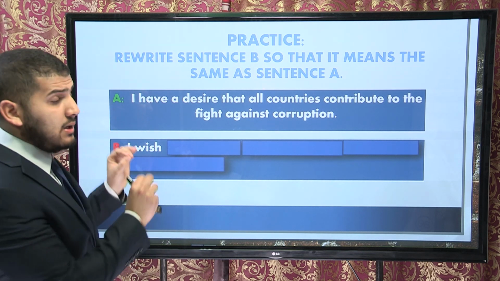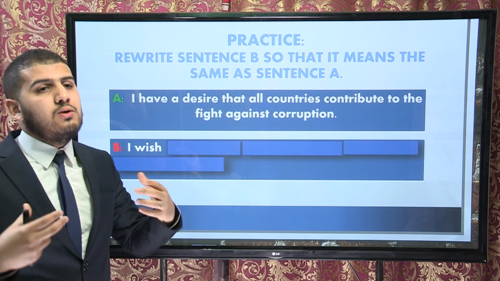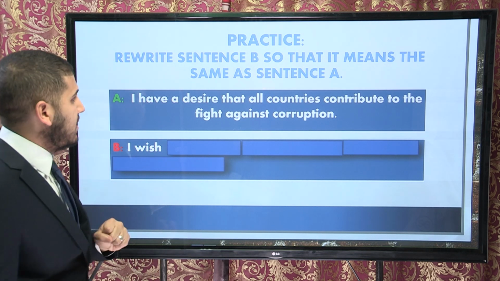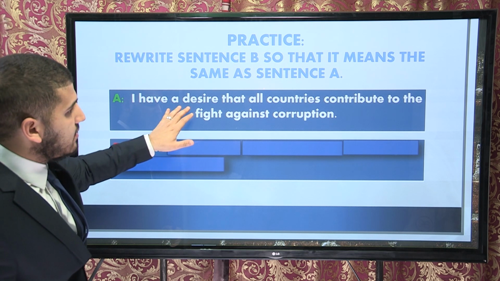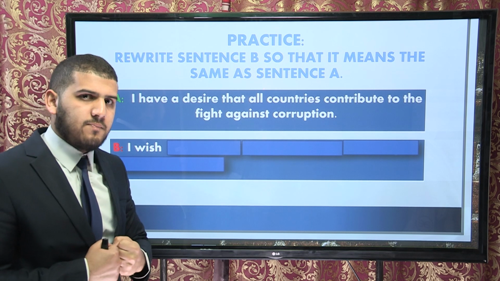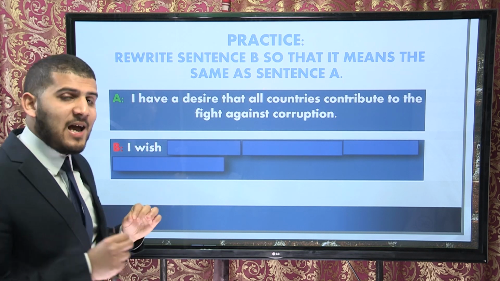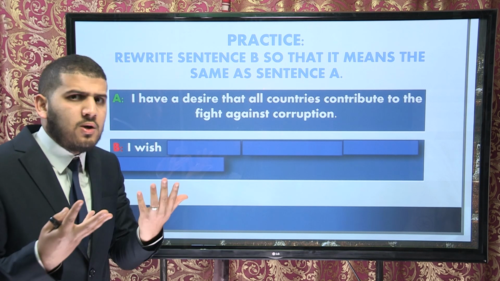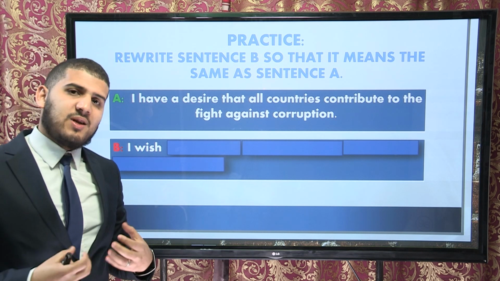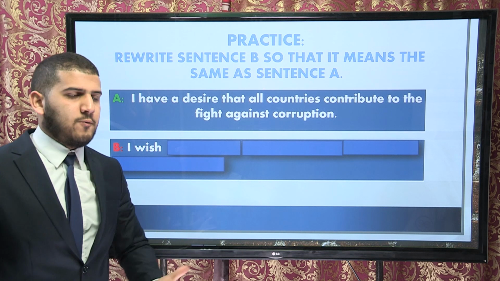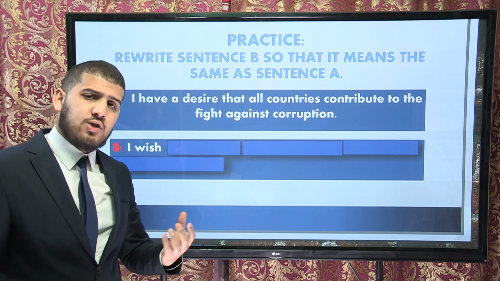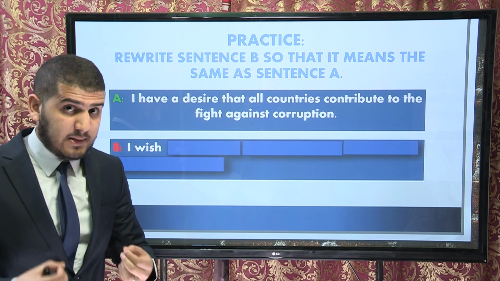So you need to analyze sentence A so that you know which type of wish you are going to use in sentence B. I have a desire that all countries contribute to the fight against corruption. So the speaker has a desire of change in the near future. Therefore, we are going to express wish in the near future. What is the rule of expressing wish in the near future? It's I wish plus subject plus would plus stem.